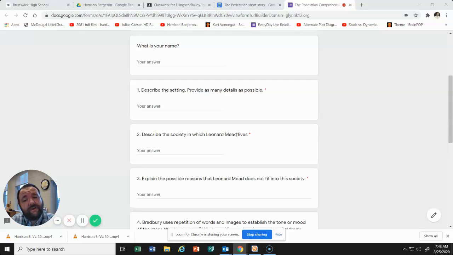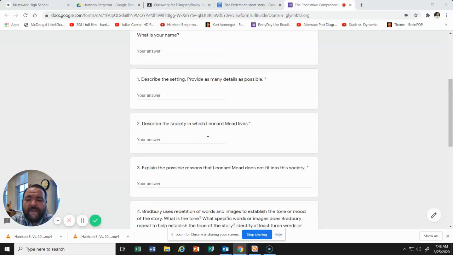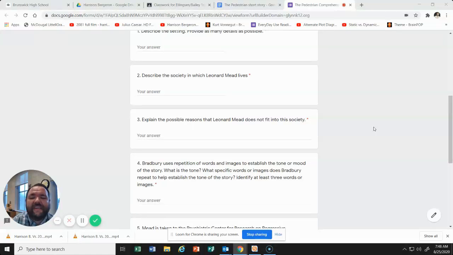Then, it looks like we're going to know one of our characters, Leonard Mead. What is his society like? Have you ever heard of the word dystopian or dystopia? Kind of like the Hunger Games? We'll be talking more about that. Why does Leonard Mead not fit into this society? He's like a black sheep. He doesn't follow the rules. Why doesn't he want to be just like a regular person?